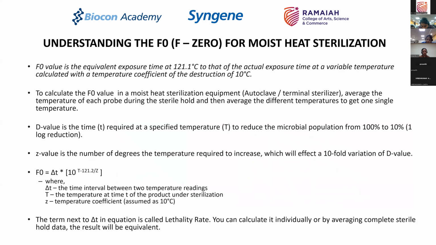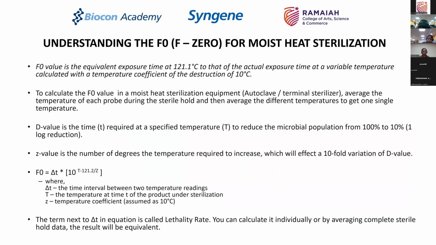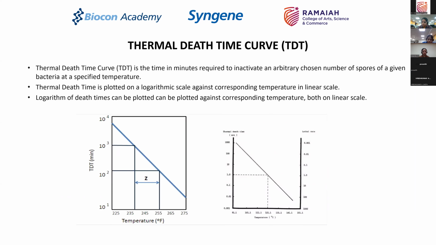So remember, what was the Z value? It is the number of degrees of temperature required to increase the D value by 10. So you will calculate the Z value also. Why do you need to calculate the Z value? In your F0, you need to put in a Z value. A Z value is sometimes chosen as 10 degrees if the organism is known. But how do you arrive at the 10 degrees? It is based on the thermal death time curve. So you will plot the D curve and the thermal death line curve for a given microorganism to say what my D value and Z value are. All right. And therefore, you can arrive at your F0 value.